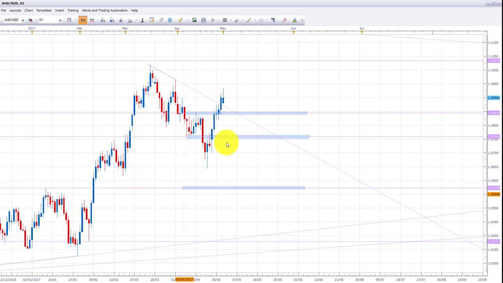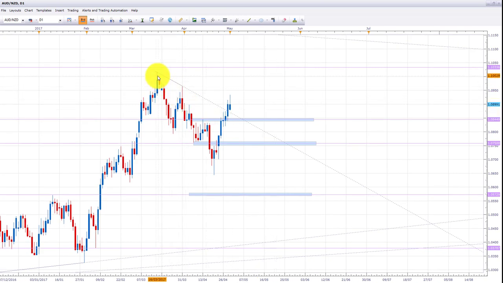Aussie New Zealand. Aussie New Zealand, we will be looking to play either way next week. We have got this breakout of this downward sloping trend line, which is what we were actually looking for, because this is an overall uptrend, and this is like a kind of bull flag pattern here. We have got this breakout now, so we are favouring longs into the 1.103 area of resistance up here.